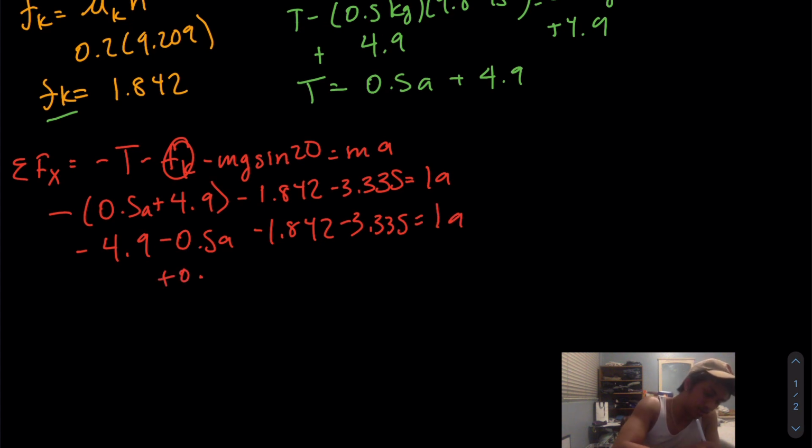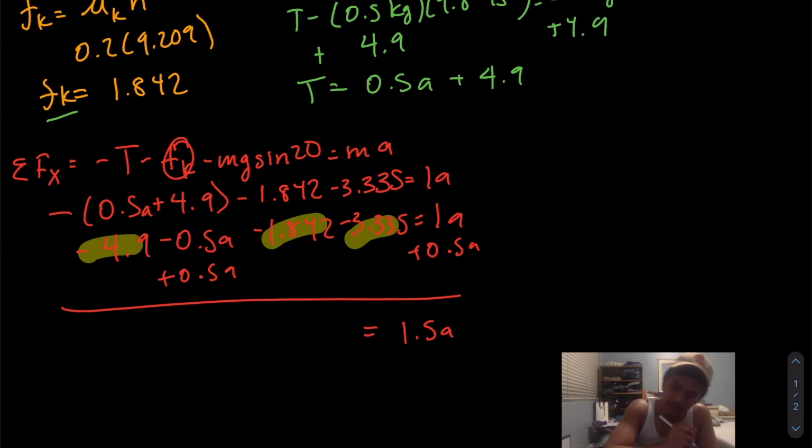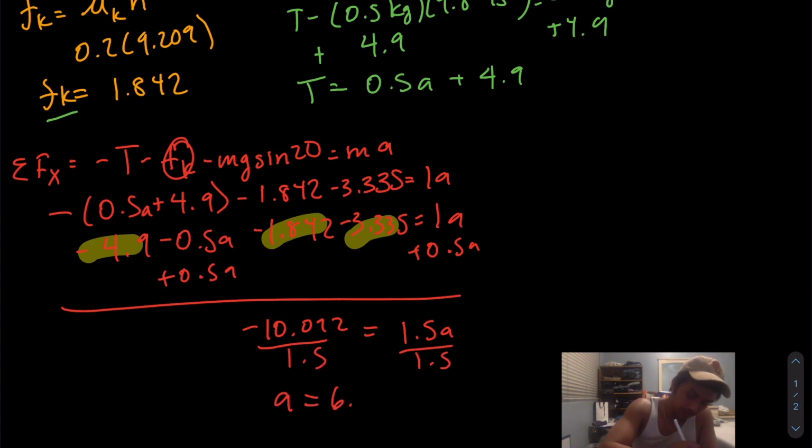So I have like terms with the a's, so I add the a's. Then I'll get 1.5a equals this whole thing. These three terms, this one, this one, and this one, will add up to negative 10.092. And then here I'll just divide by 1.5, and I'll get my a, which is 6.728 meters per second squared.